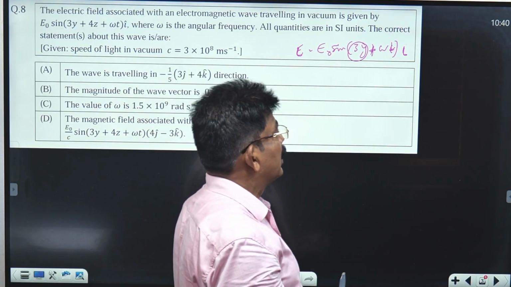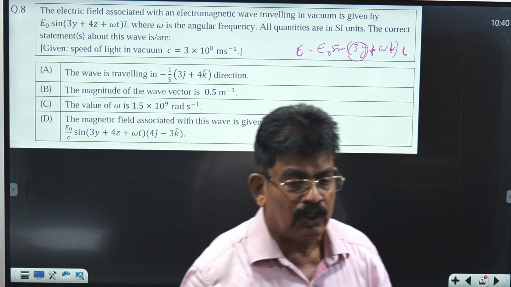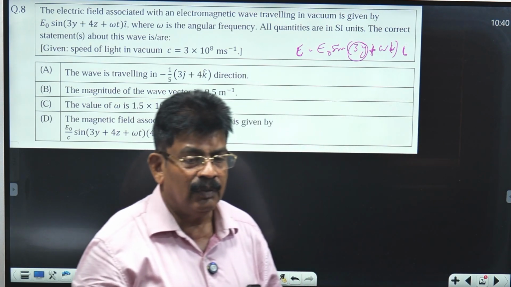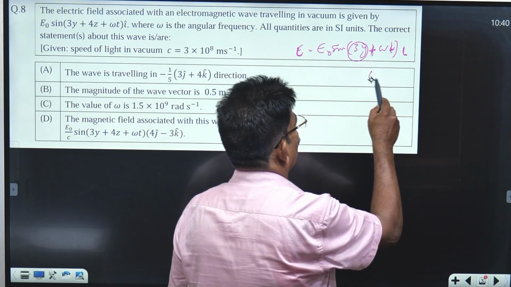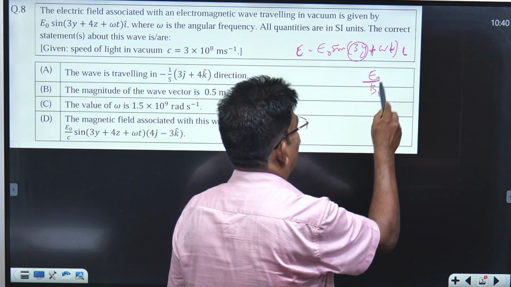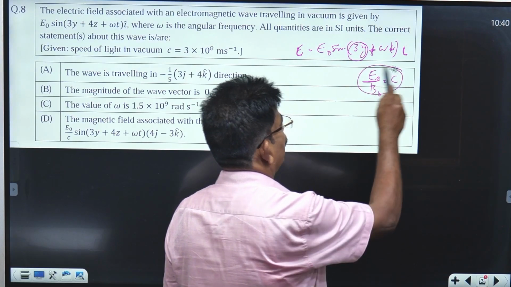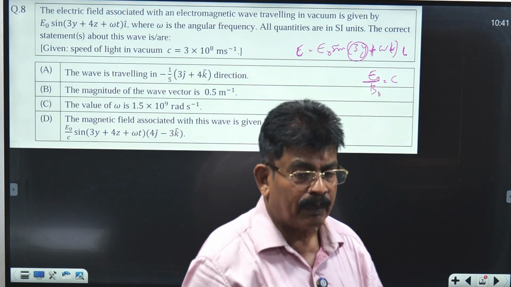The wave vector is 3y. We also know that the coefficient of t by the coefficient of y will give you the wave velocity. Also, we know that electric field magnitude by magnetic field magnitude is equal to the speed of light. These are the basic informations regarding electromagnetic wave propagation.